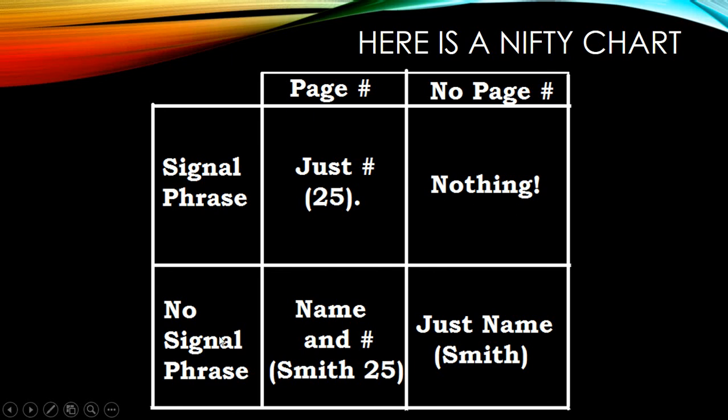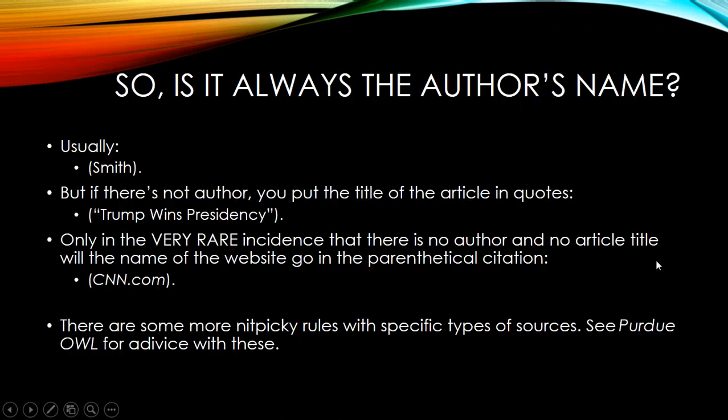Now say there's no signal phrase. Donald Trump's approval rating is 43%. Well, if you got that from a source with page numbers, you would need to include the source's name and the page number. Whereas if there were no page numbers, it came from a website or whatever, then just the source's name. So remember to ask yourself, signal phrase, no signal phrase, page number, no page number, and then find the appropriate one on the chart. That's what goes in your parenthetical citation if you have one.